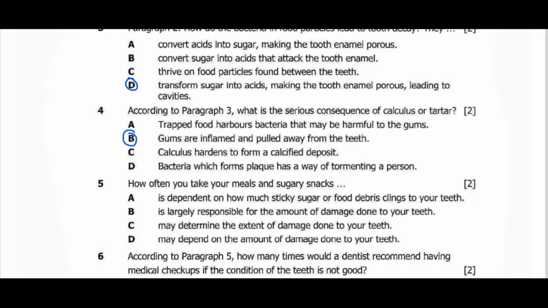Then question 5, how often you take your meals and sugary snacks is dependent on how much... is largely responsible. May. So here it's not always, but it may. It shows that there is a possibility of having tooth decay if you are not controlling your intake of sugary meals and snacks.